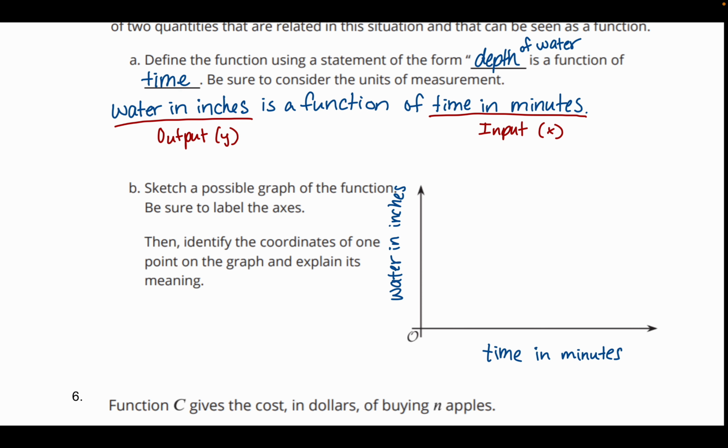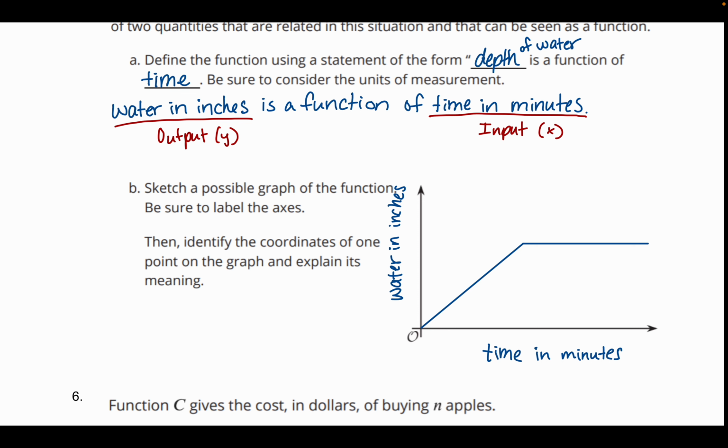So I labeled them. I'm going to say if you're filling a pool, that as time goes by, you're going to have more water. So I'm going to say it's probably going to fill at a constant rate for a little bit. And then maybe the pool is full and it's going to taper off and be flat. Your graph, as long as it makes sense, does not have to look just like mine.